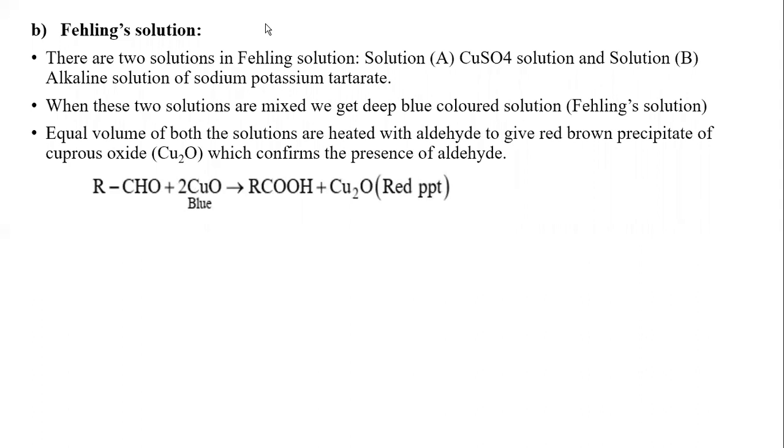That is, when aldehydes react with the Fehling solution, CuO is formed by the combination of Fehling solution A and Fehling solution B. The Fehling solution, that is CuO, oxidizes the aldehyde to acid and itself gets reduced to a red precipitate. The appearance of the red precipitate confirms the presence of aldehyde. This reaction is given by aldehydes and not by ketones, because ketones are not oxidized by mild oxidizing agents like Fehling solution and Tollens reagent.